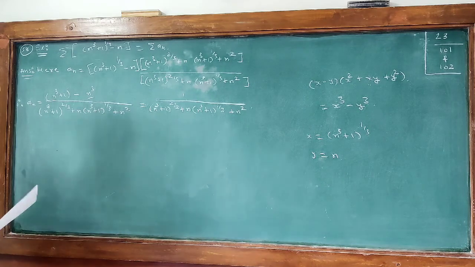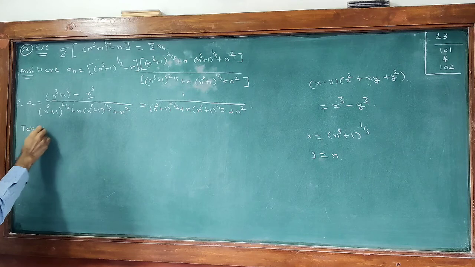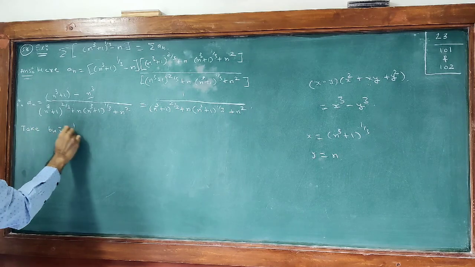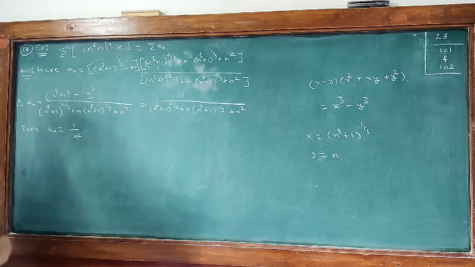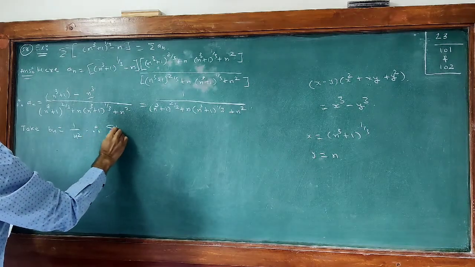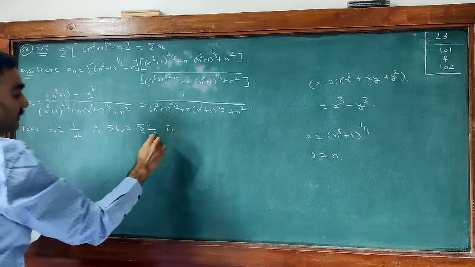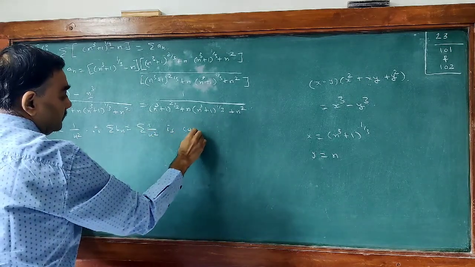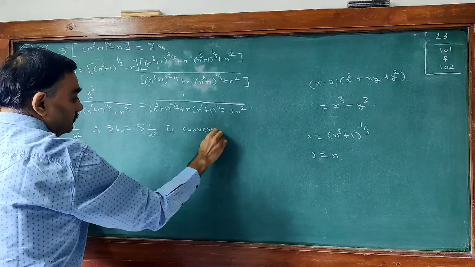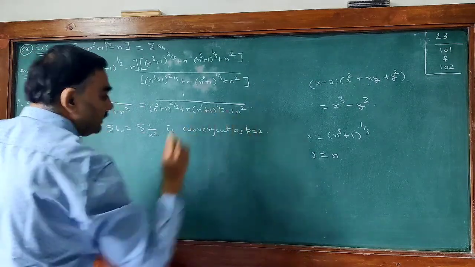Now we choose bn equal to 1 upon n square. Therefore sigma bn, which is sigma 1 upon n square, is convergent as the value of p is 2.